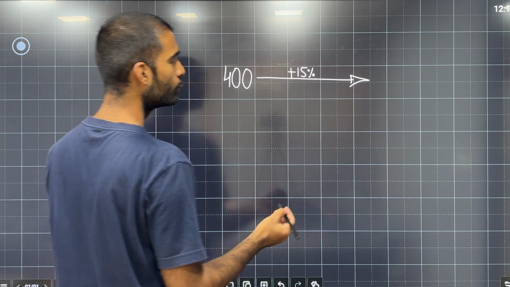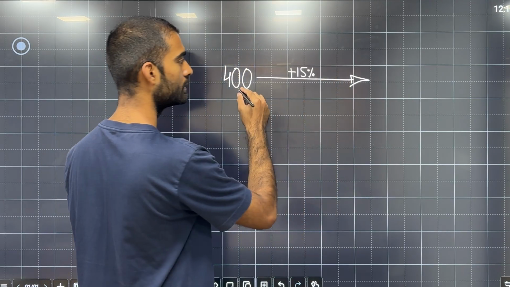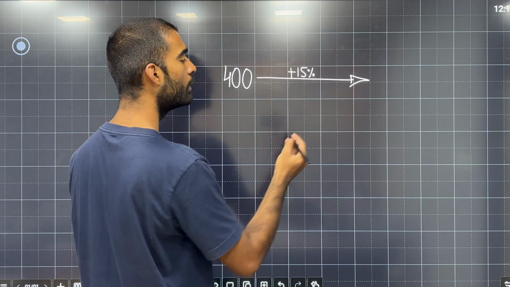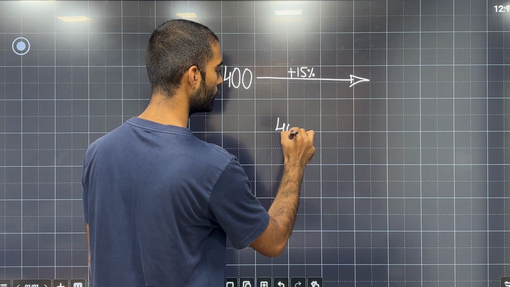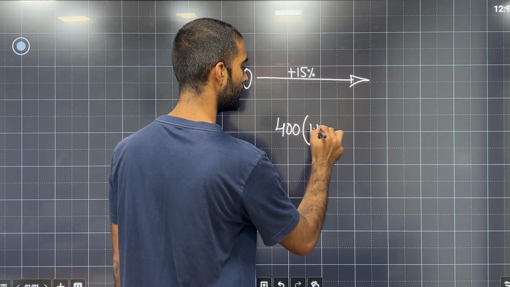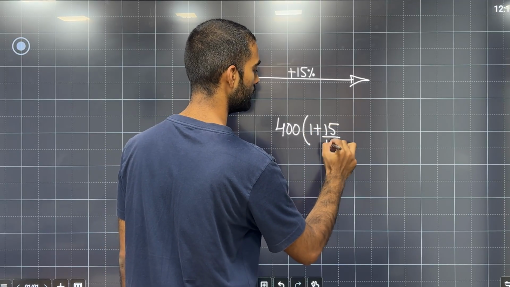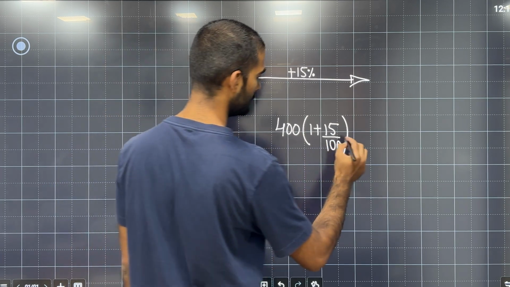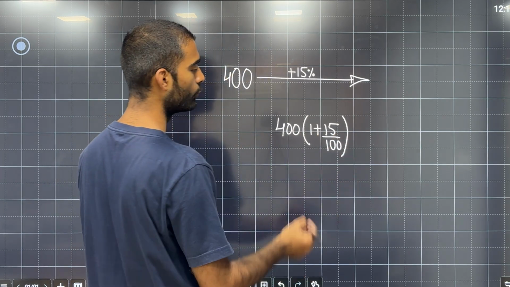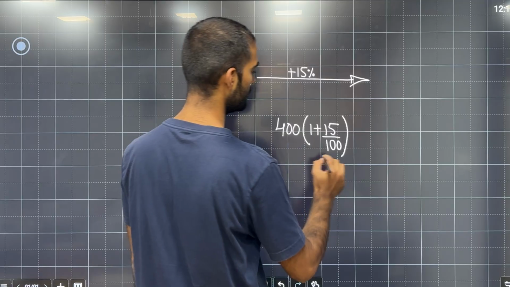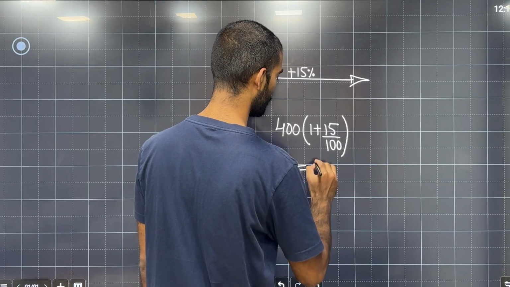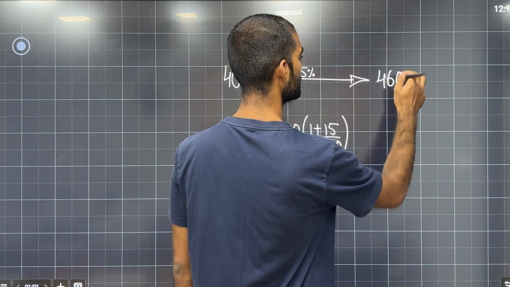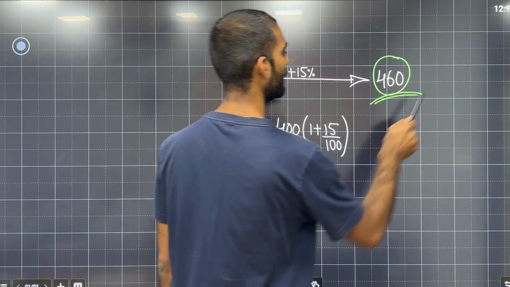So I told you there are two ways to do this. You take 15% of 400 and then add it, which comes out to be 460, or you use the multiplication factor. So 400 times 1 plus 15 by 100, and this is nothing but 400 plus 4 into 15, that is 60. So this comes out to be 460. New price would be 460, and this is your value.